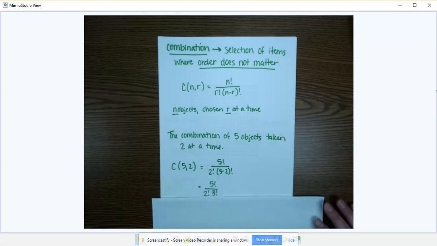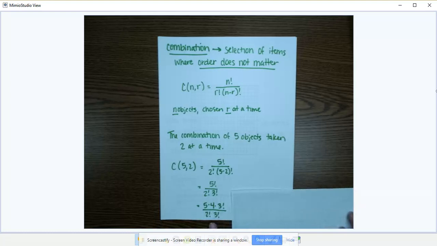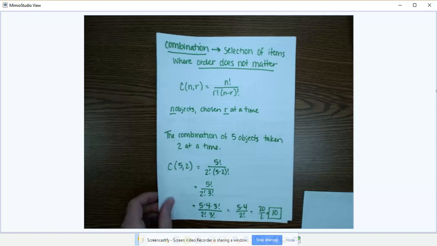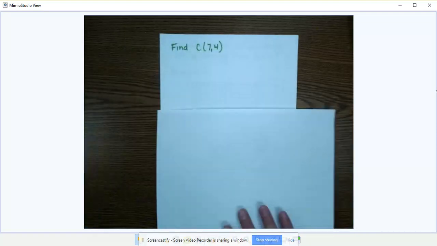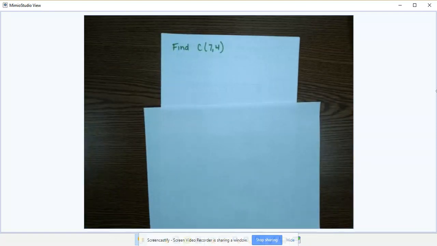That simplifies to be 5 factorial over 2 factorial times 3 factorial. If you rewrite 5 factorial like so, you can cross off your 3 factorials and you get 20 over 2 factorial. Well, 2 factorial is just 2, so that simplifies to be 10. So you guys can find the combination of 7 items chosen 4 at a time.